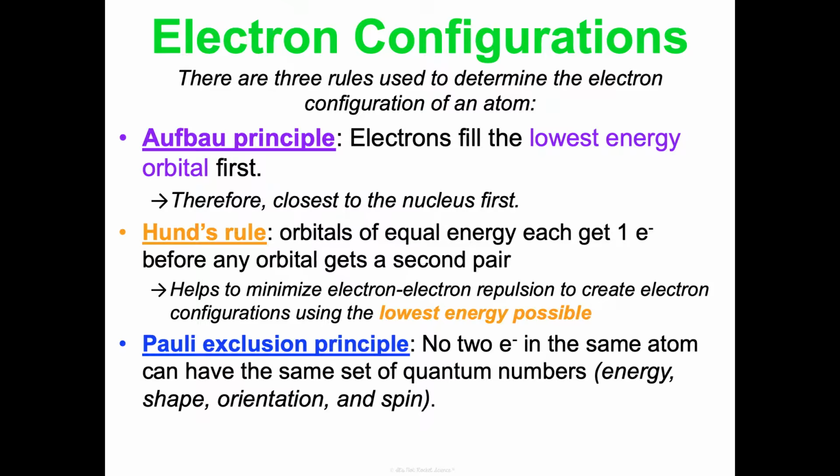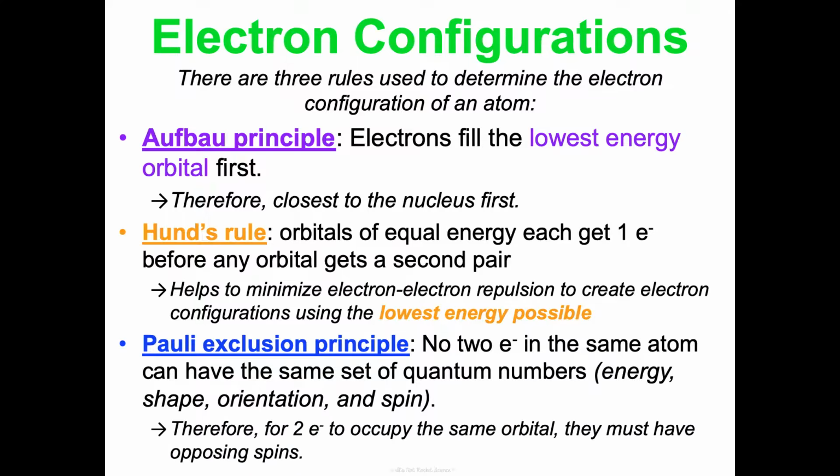Okay? And then the last rule is the Pauli exclusion principle. It says that no 2 electrons in the same atom can have the same set of quantum numbers. So I told you that there were 4 different quantum numbers. Again, we're not going to get into them, but basically there's no way 2 electrons can have the same of those 4. So if 2 electrons are in the same orbital and they're in the same space and they're paired up, they're going to be spinning in opposite directions.